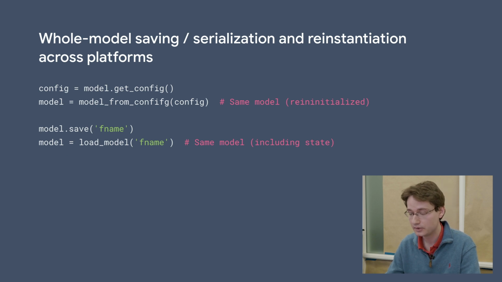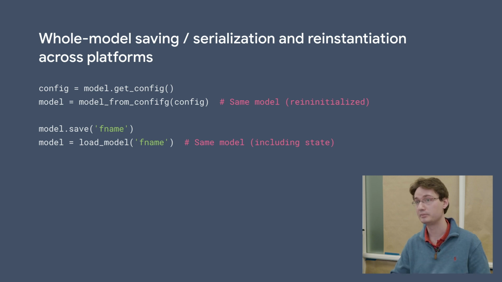You can also do whole model saving, meaning that you have this getConfig method that is auto-generated. You can use it to recreate the same model, in this case without the state. You can also just call save, and when you call load model, then this object is the exact same Python object pretty much with the same topology, the same state, and you can load it across platforms. For instance, you can also load it in TensorFlow.js.